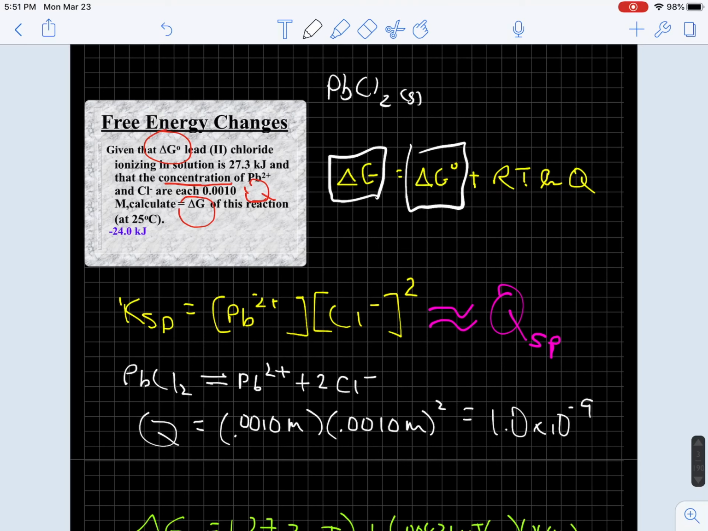Lead chloride produces lead 2 plus and 2 moles of chloride. So Ksp is lead times chloride squared. And now I can substitute in the values that they gave me for Q, and I get 1 times 10 to the minus 9. Okay, fine.